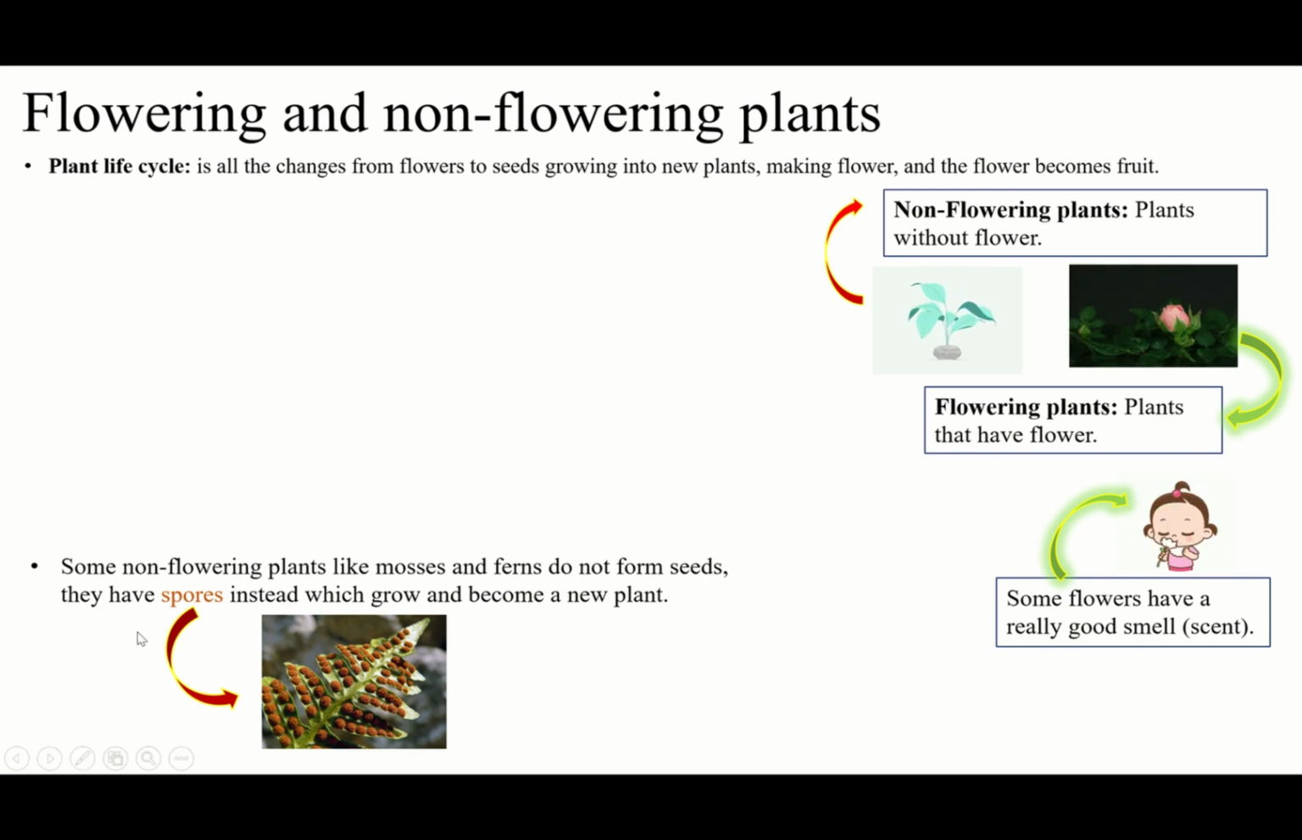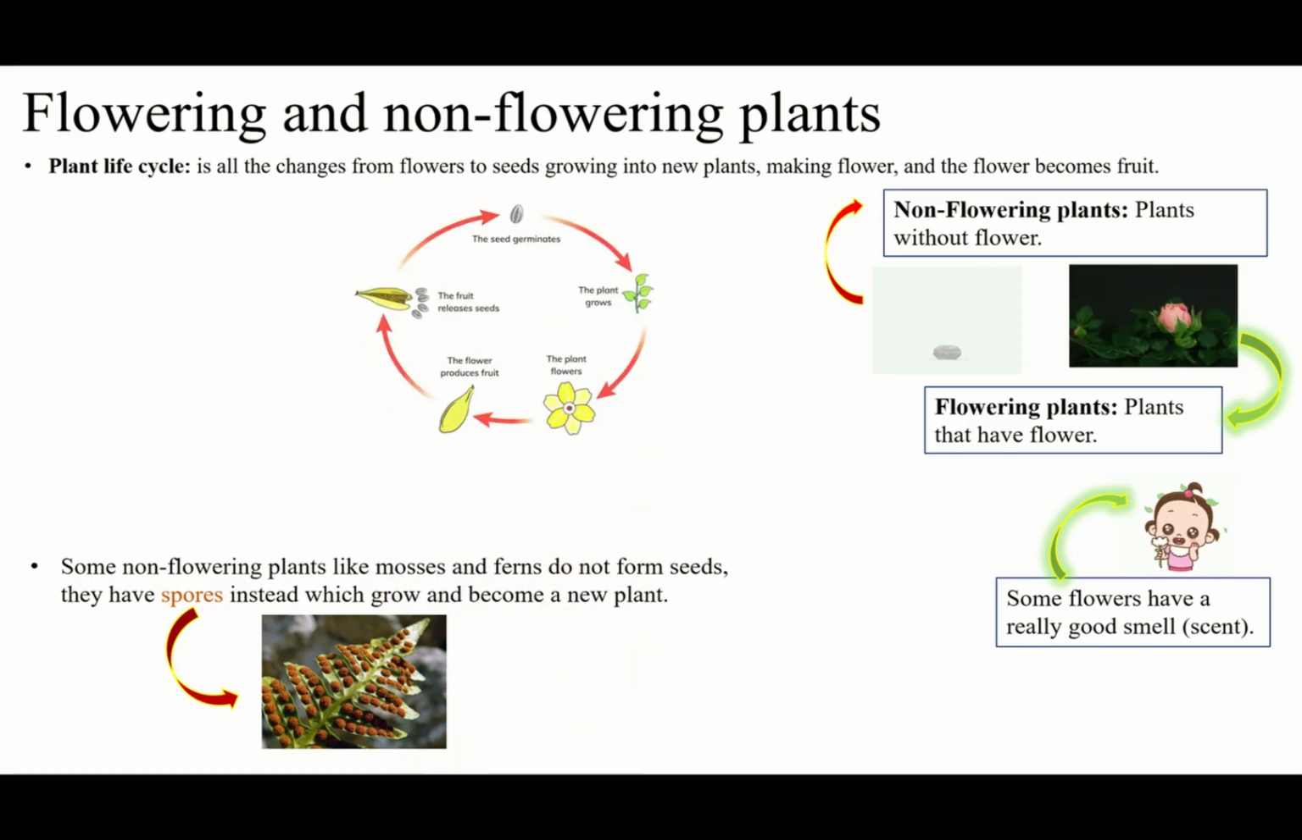Instead of seeds, they have spores. They act like seeds and do the same function. A spore is going to germinate, grow, and become a new plant. Then we have a new generation, a new plant, just like with seeds.